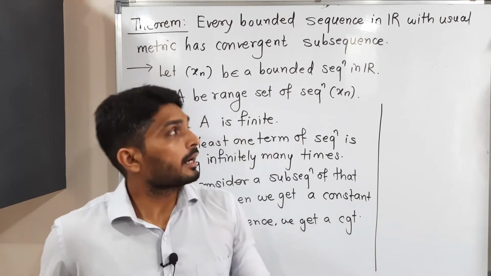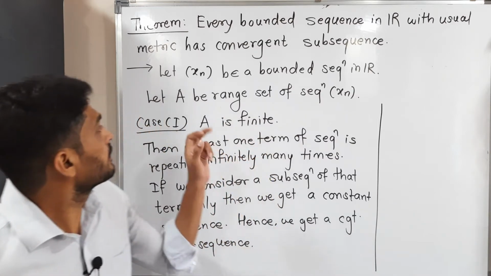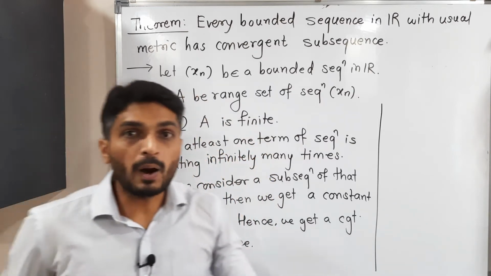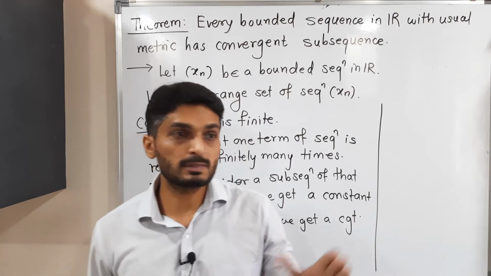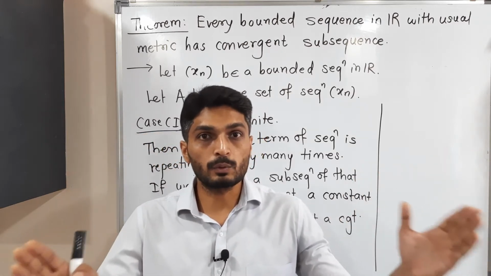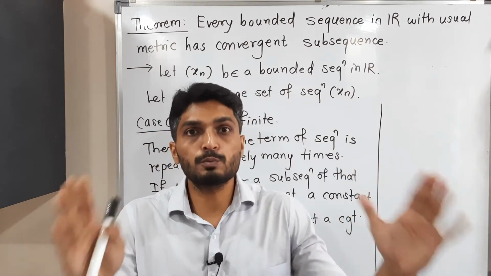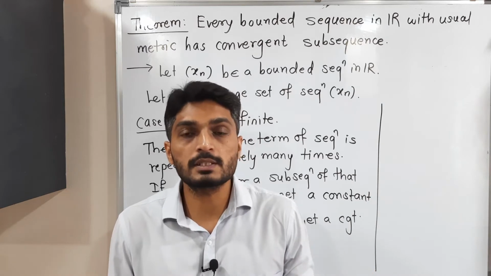See what I have done? I have taken one sequence. So let xn be a bounded sequence. Bounded sequence means it has an upper bound and a lower bound. The sequence will lie between these 2 points only. Getting? So this is a bounded sequence, I assume.